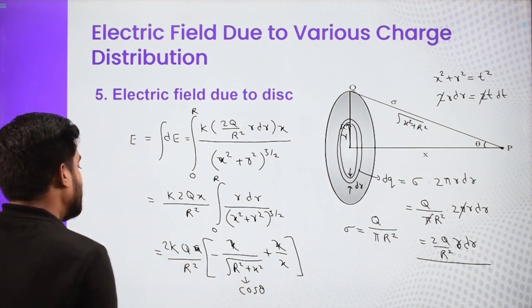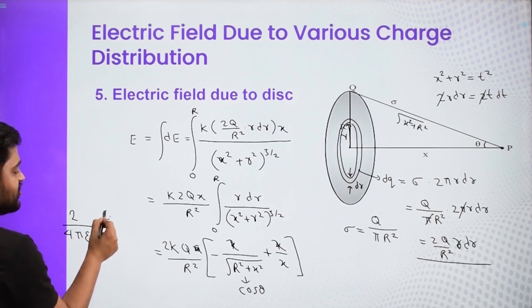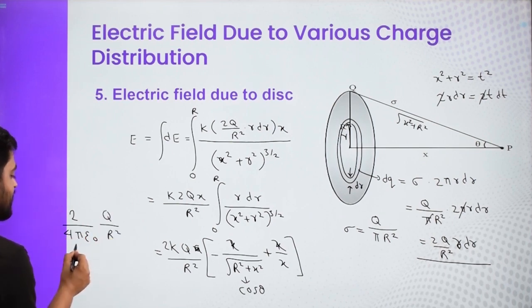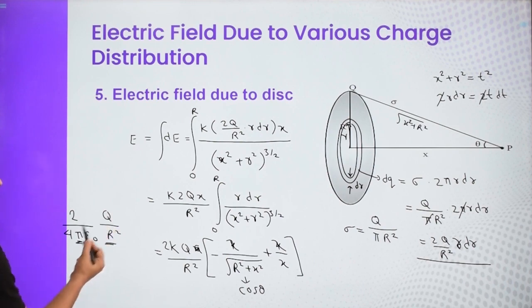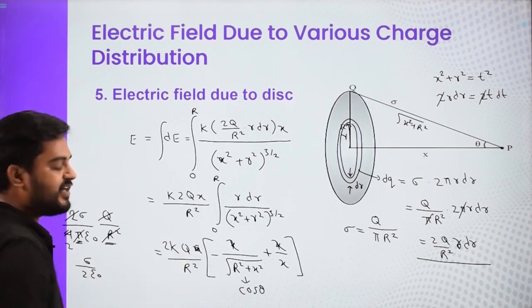And what about this? 2kq by r square. So 2k is 1 upon 4 pi epsilon naught, and the charge divided by r square. So here, pi r square is charge upon area. So this thing is sigma. And this 2 gets cancelled. So we get sigma by 2 epsilon naught. So this entire thing is sigma by 2 epsilon naught.